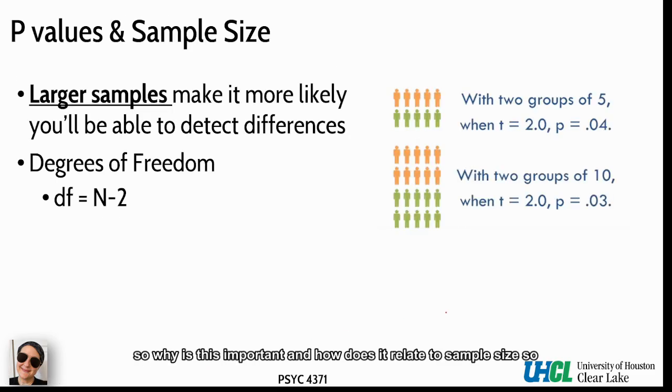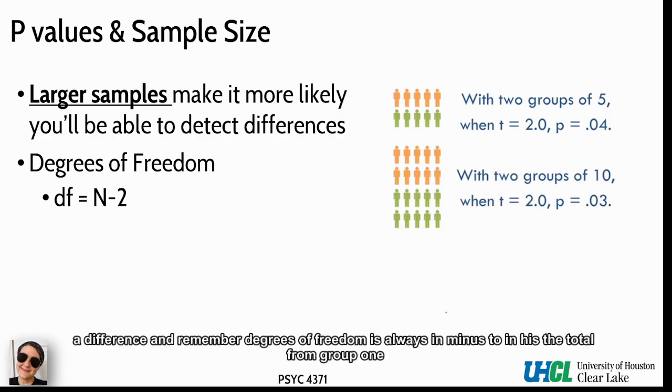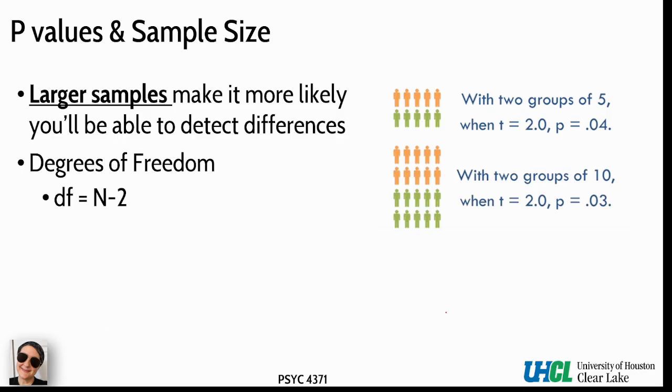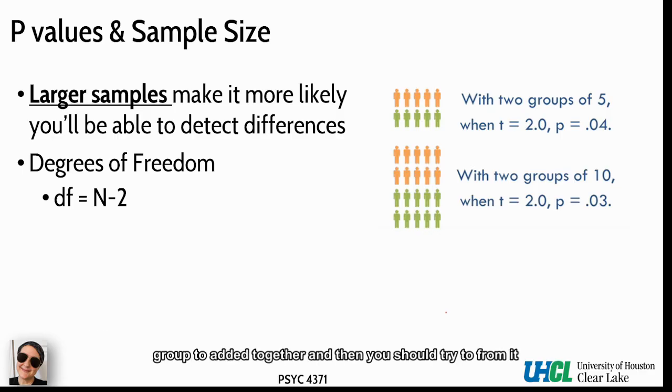So why is this important, and how does it relate to sample size? You already know that every time you increase a sample size, you get one step closer to the actual population number, right? So a larger sample makes it much easier for you to detect a difference. And remember, degrees of freedom is always n minus 2. N is the total from group 1 and group 2 added together, and then you subtract 2 from it.